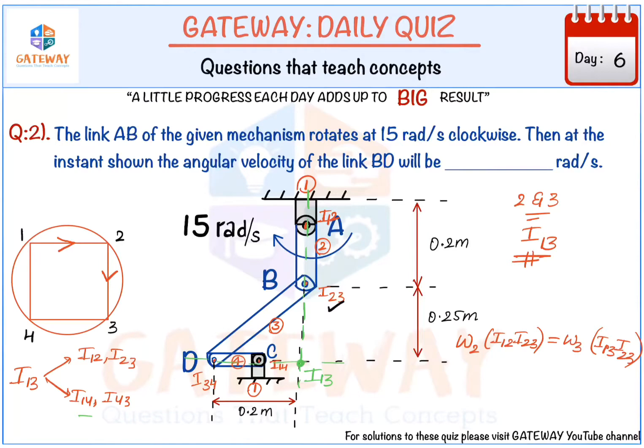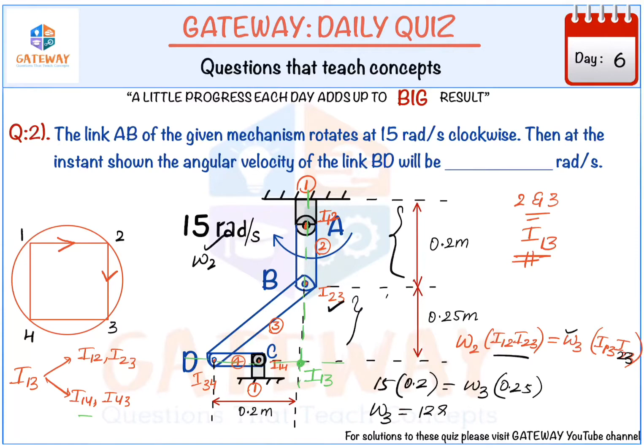So in the question, omega 2 was known. We need to calculate omega 3, and the I12 I23 distance is also known. So first of all, omega 2 is 15, into the I12 I23 distance, which is this distance 0.2, is equal to omega 3, which we need to calculate, into the distance between I13 and I23, which is this distance, nothing but 0.25. By substituting that, omega 3 we will get as 12 radian per second, and this is our answer.